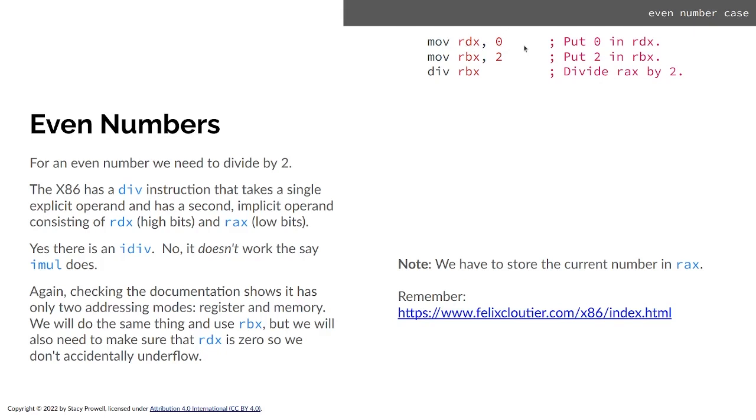If RDX has some value in it, and I divide, and there's a residue left over in RDX, that can cause a problem, because now it would overwrite part of the quotient with the remainder, and that will cause an exception. So I can't do that. So I don't want that to happen, so I'll put 0 in RDX. That means I'm dividing RAX by 2. So I put 2 in RBX, and then I divide implicitly RAX by RBX explicitly. So this divides it by 2.